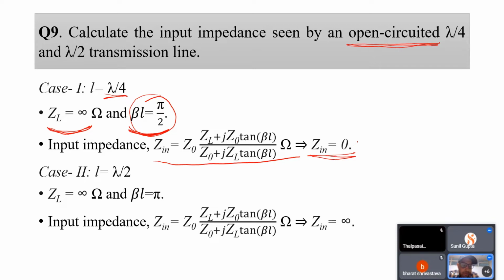This means that if this is the transmission line of length lambda by 4, and this is the open circuited terminal, it will now appear short circuited at lambda by 4 distance away from the load.